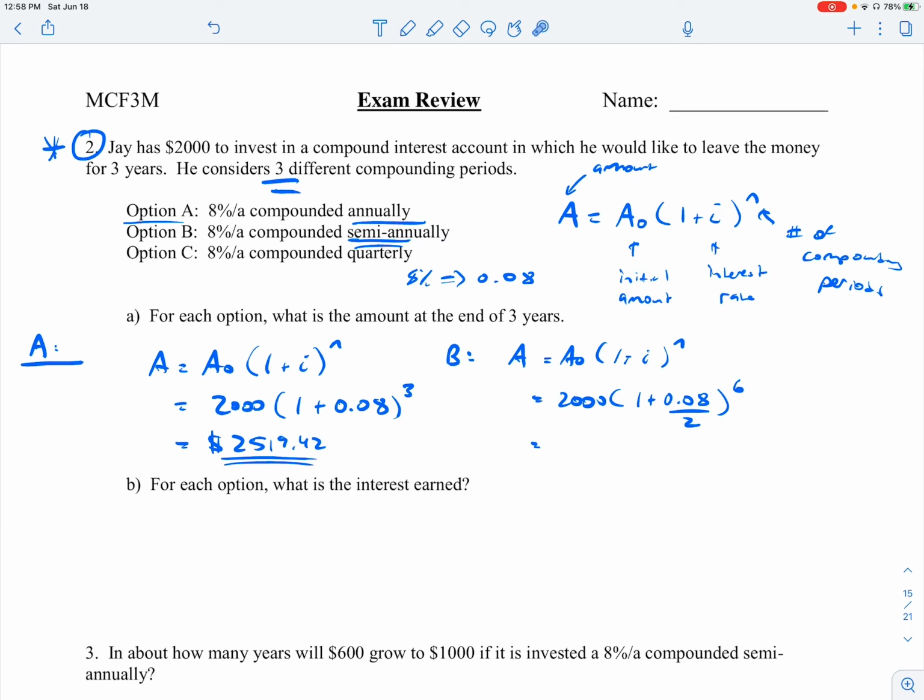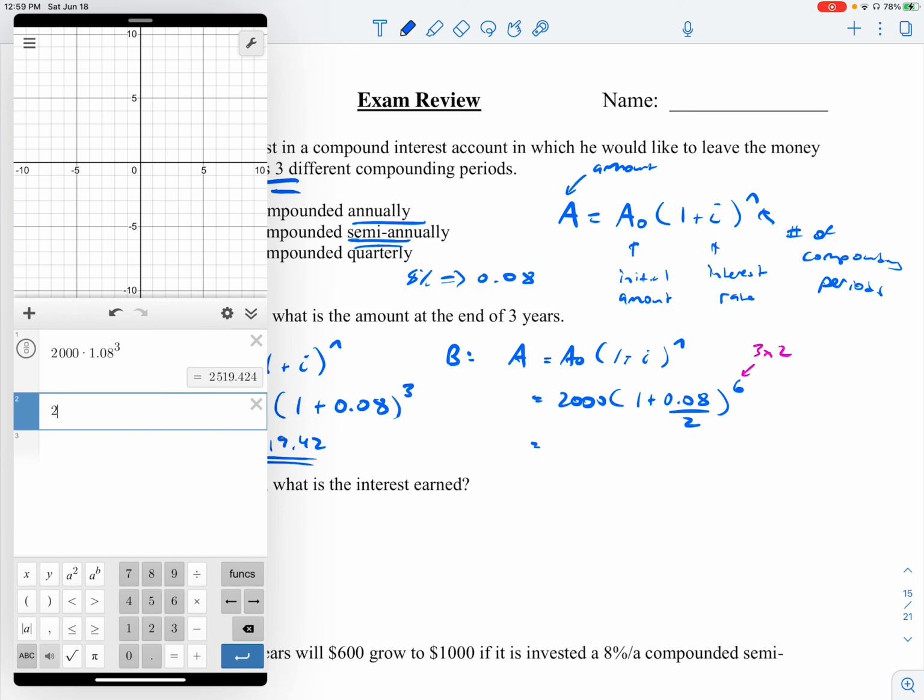Okay, so it's funny, if you notice a pattern with these, that 6 comes from 3 times 2. Because it's 3 years, and it's compounded twice a year. So if we divide the interest rate by 2, we've got to multiply the number of years by 2 also. So whatever we divide the interest rate by, we're multiplying the number of years by. That's kind of a good way to look at that. All right, so this one will be pretty close.